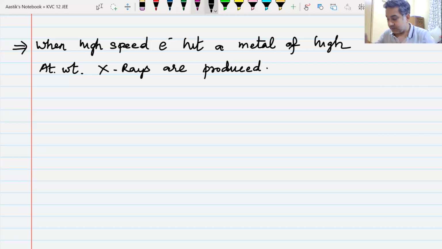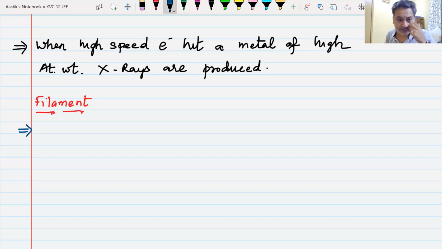Okay. Now, one by one, we will write the elements. The first element is the filament. What is the use of this filament? It is the source of electrons. Producer would be a wrong word. Point-wise: source of electrons.